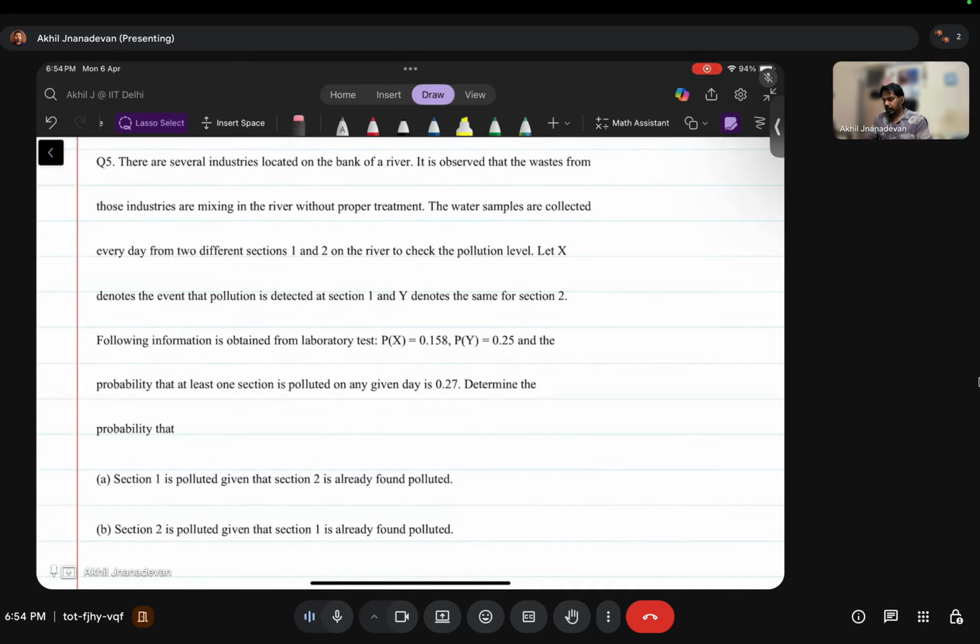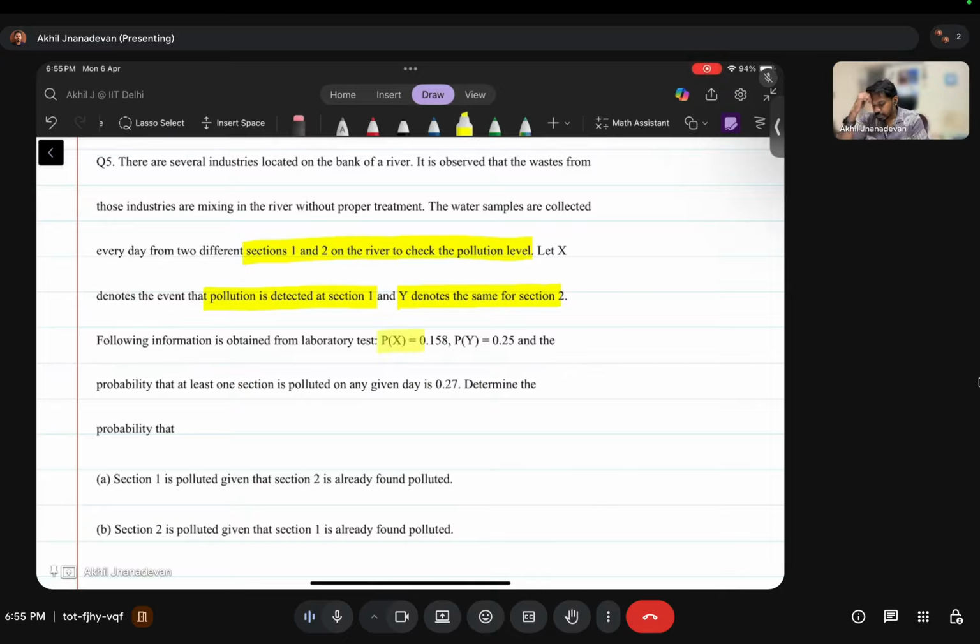There are several industries located on the bank of a river. It is observed that the waste from those industries is mixing into the river without proper treatment, so the river streams are getting polluted. The water samples are collected every day from two different sections, 1 and 2, of the river to check the pollution level. Let X denote the event that pollution is detected in section 1 and Y denote the event that pollution is detected in section 2.